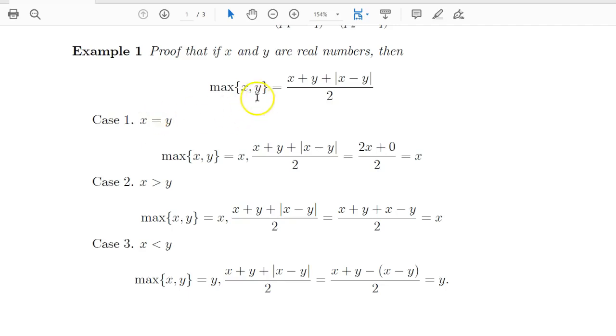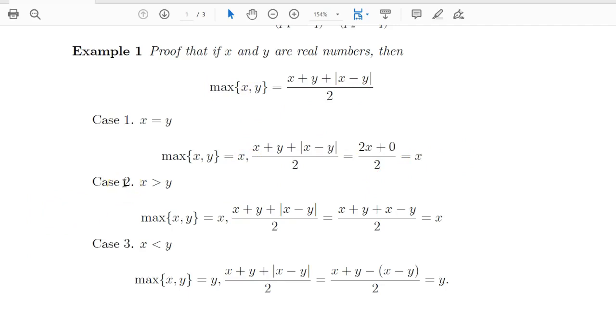In the first case, x equals y, so the maximum is equal to x. The right-hand side of the equality that we want to establish is this. When x and y are equal, this is 2x and this is 0. 2x divided by 2 is x, so we have equality. Both sides have value x.